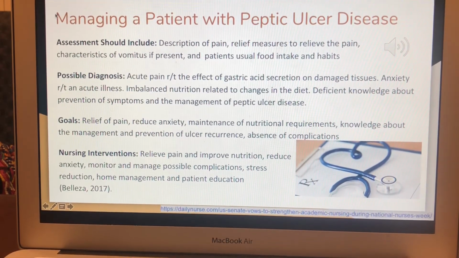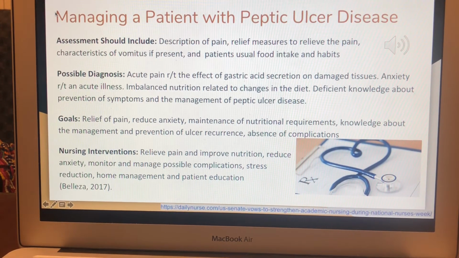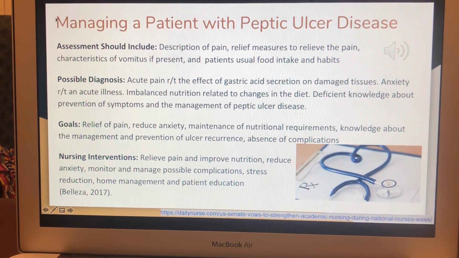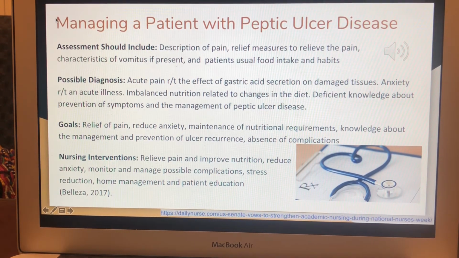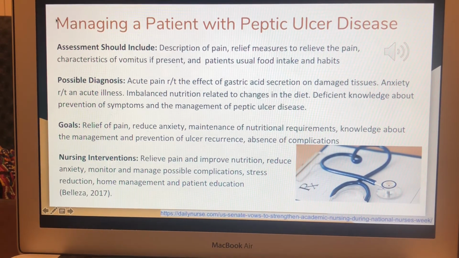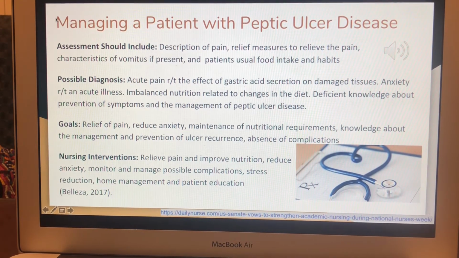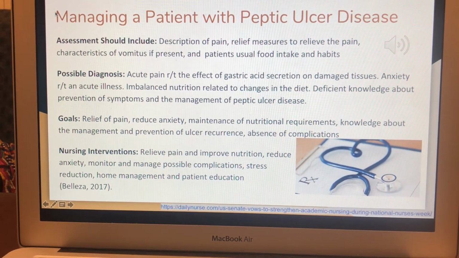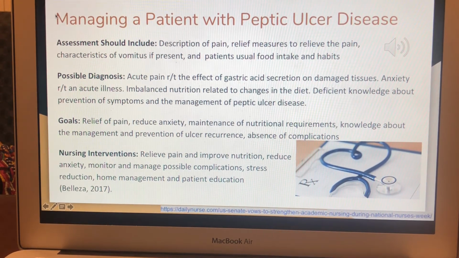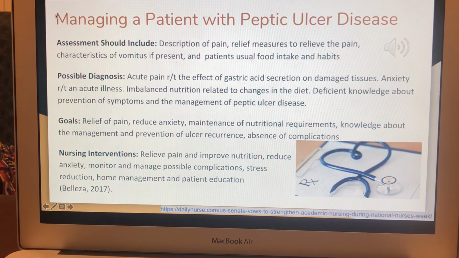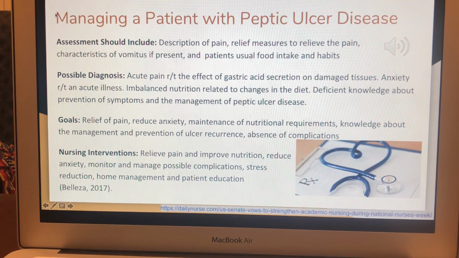When managing a patient with peptic ulcer disease, it's very important to assess the patient. This assessment should include a description of the pain they are experiencing, anything that may relieve the pain, such as eating or medications, and if they are vomiting and what it looks like. It's also important to inquire about a patient's normal diet and habits, such as drinking or smoking. Patients with peptic ulcers may be experiencing acute pain, anxiety, or imbalanced nutrition. All of these diagnoses can be related to peptic ulcers and are important to address.